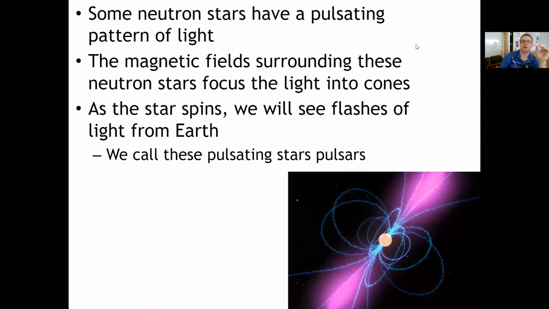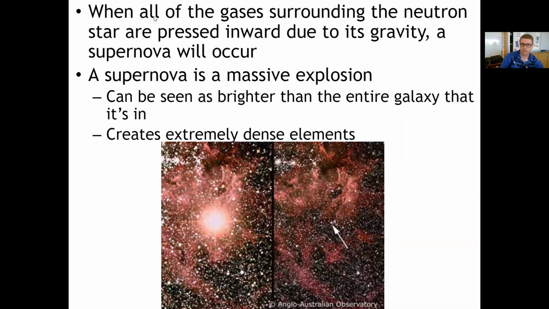Some of these neutron stars will have pulsating light coming out of different ends of it. And as the star rotates, that light's going to be pulsing in different directions. So as the star spins, we can see flashes of light from it from Earth. And we call these pulsating stars pulsars. They're really, really cool and not found very frequently within the universe.